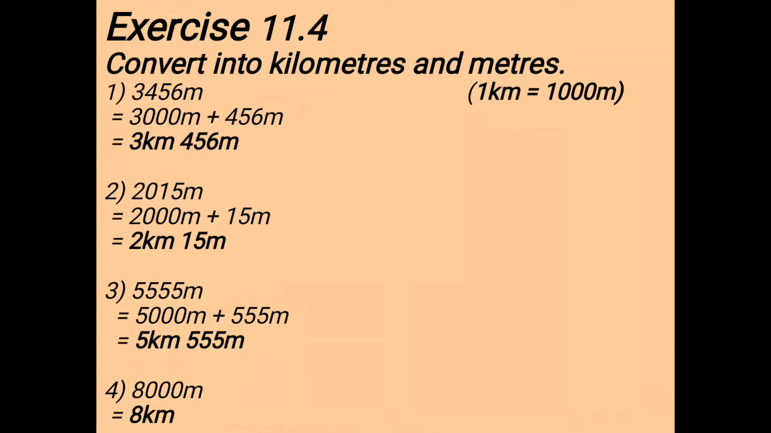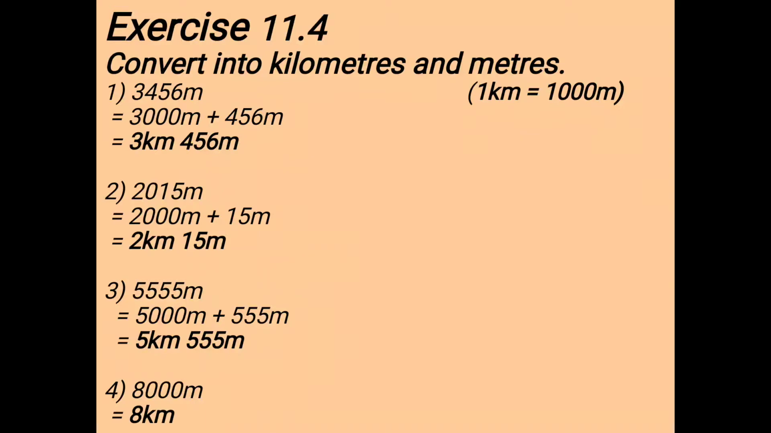So you'll get it as 2000 meters plus 15 meters. Then as you all know, 1000 meters is equal to 1 kilometer. So here 2000 meters will be 2 kilometers. So 2 kilometers and 15 meters.